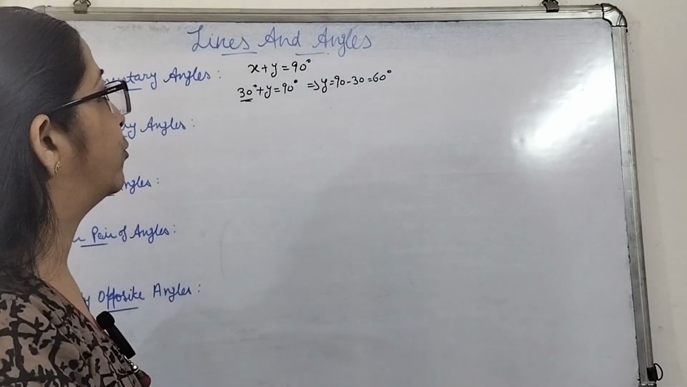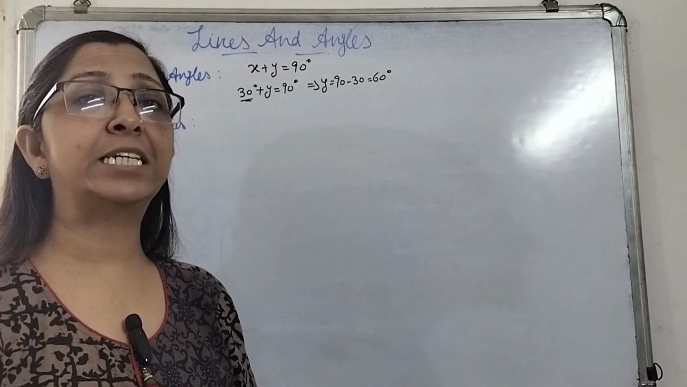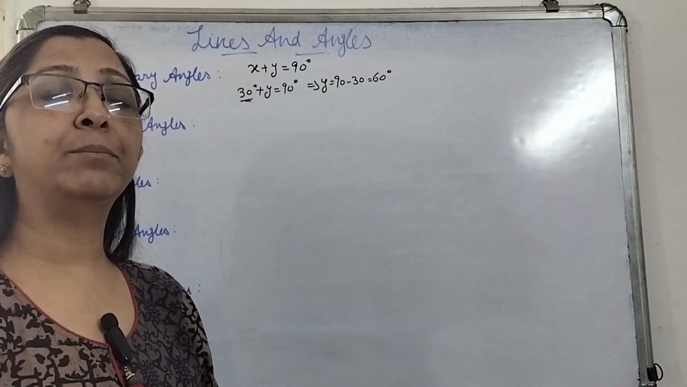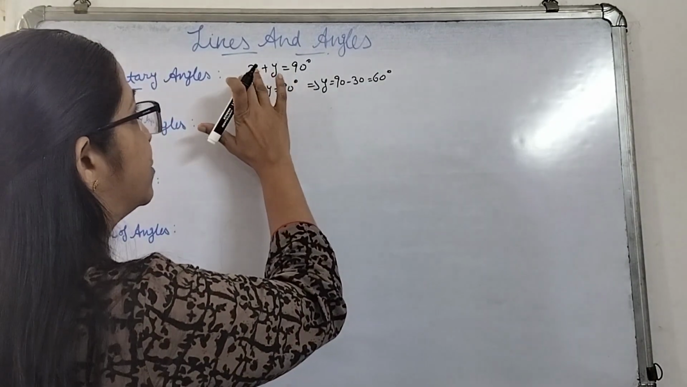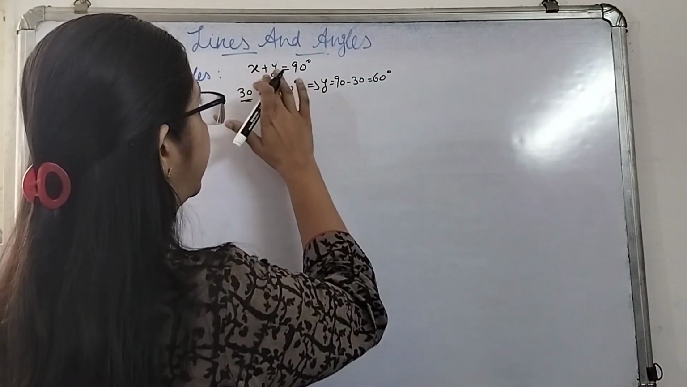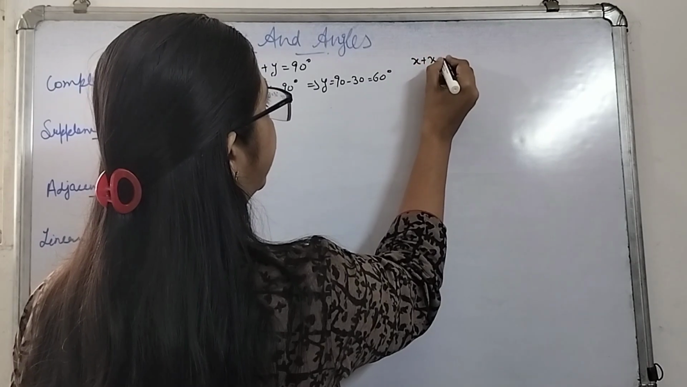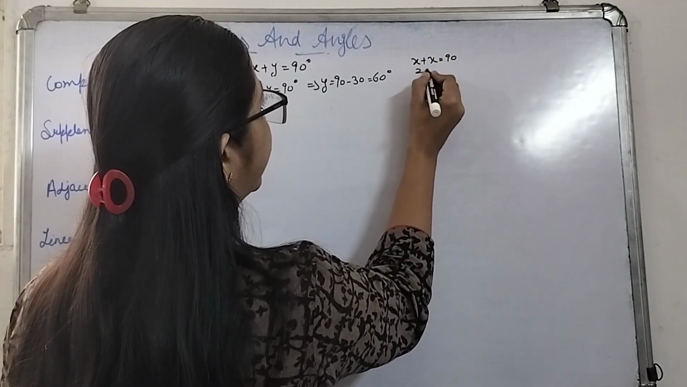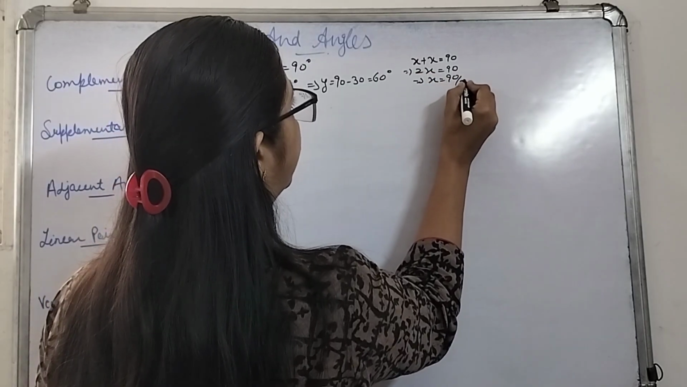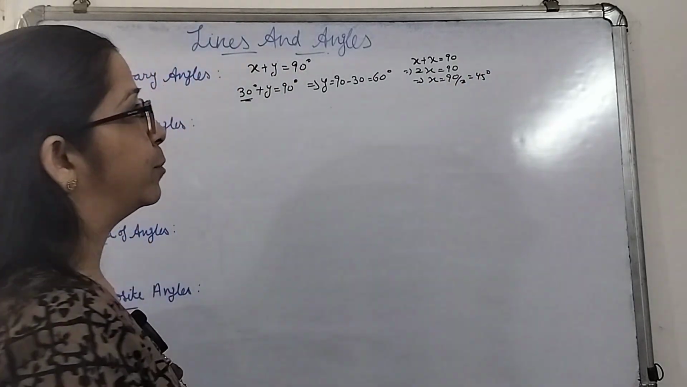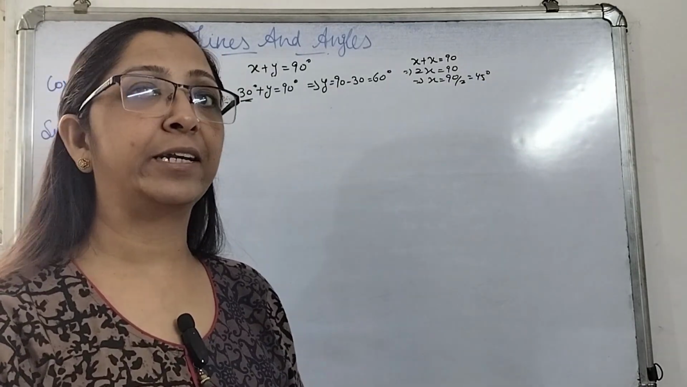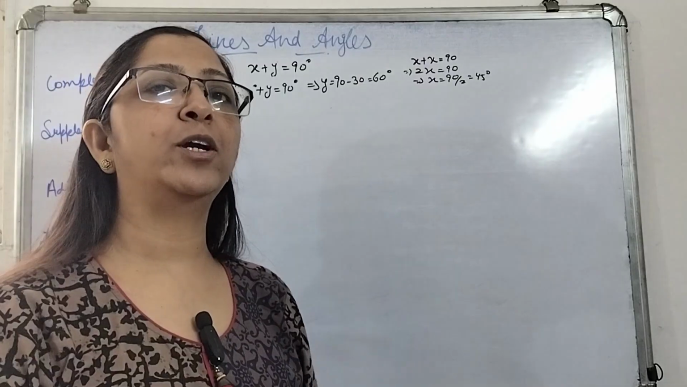If I am going to ask what will be the complement of itself, that means what will be the measure of the angle for which the complementary will be the number itself. So if I say that, both the values of x and y will be the same. So instead of writing both separately, I can write x plus x is equivalent to 90 degrees, or 2x is equivalent to 90 degrees, or x is equivalent to 90 by 2, that is 45 degrees. That means for the angle 45 degrees, the complement angle will also be 45 degrees because 45 plus 45 will be 90 degrees.